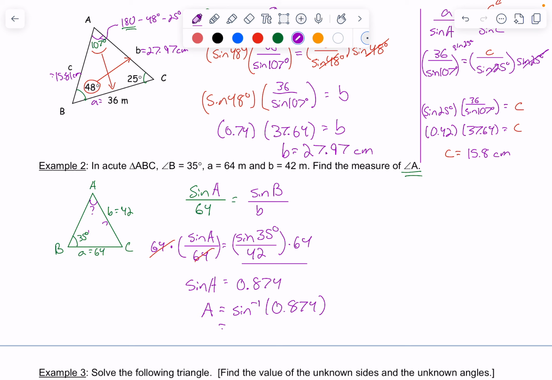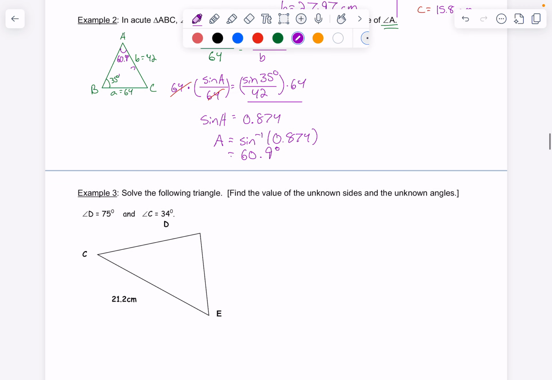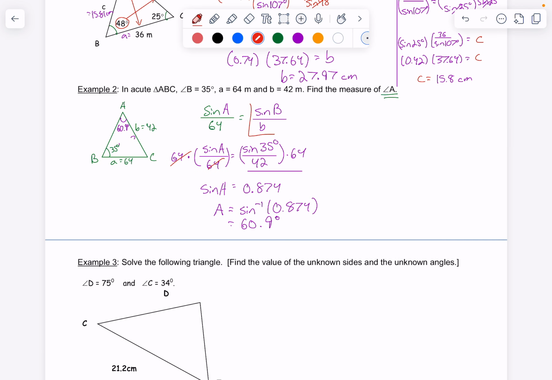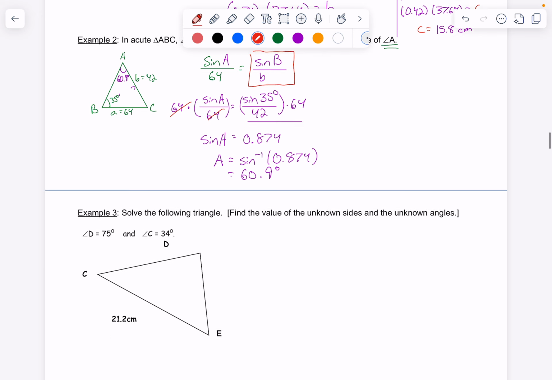On my calculator, I hit shift, sine, and then I type in the number that I see there. And that gives me an angle of 60 point, and it didn't specify how many decimals, so just one decimal is enough for an angle. So 60.9 degrees. So this angle right here is 60.9 degrees. Okay, there we go. So again, these problems find a ratio that you have. So in this problem, we knew what this is, and that means we were able to then set it equal to the one we were looking for.